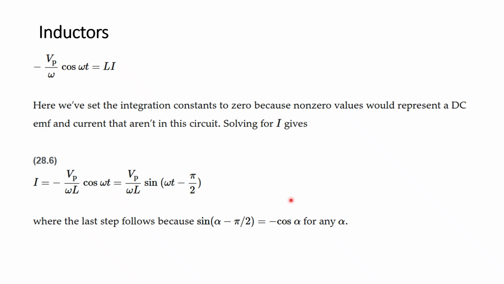So if you're thinking, wait a minute, I thought earlier in this video that was a plus sign. Well, yes, it was, but there was a negative sign here. That negative sign got put in there, and it works. Okay, so current is V_p over omega L times sine of omega t minus pi over 2.